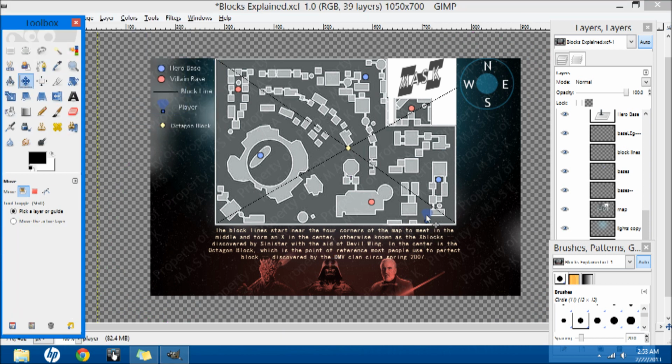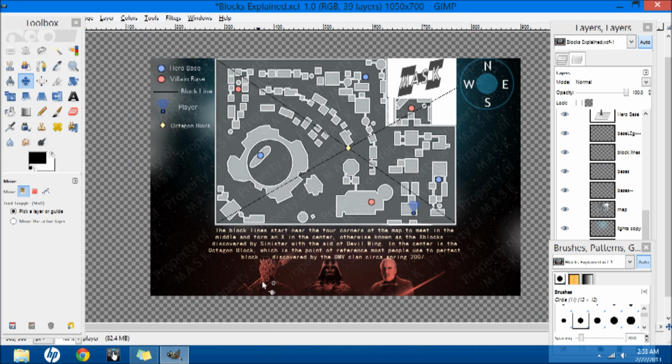Okay. Here we go. Now, you see the Darth Maul, the Darth Vader, and the Count Dooku here. Why is that? Because they're special. They need two lines to perfect block. Any character other than these three only needs to look at one line, but these three need two at the same time.